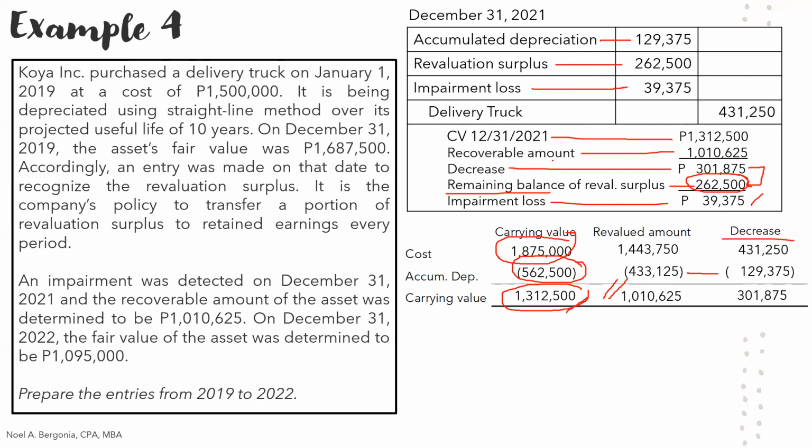And lastly, we have the delivery truck. So the delivery truck would be 431,250. Okay, which is the proportionate decrease in our costs. So any questions or clarifications, please let me know lang po. Okay? So that's our December 31, 2021 entry. And after that, the remaining carrying value was already the recoverable amounts. All right. So we're done with the 2021.